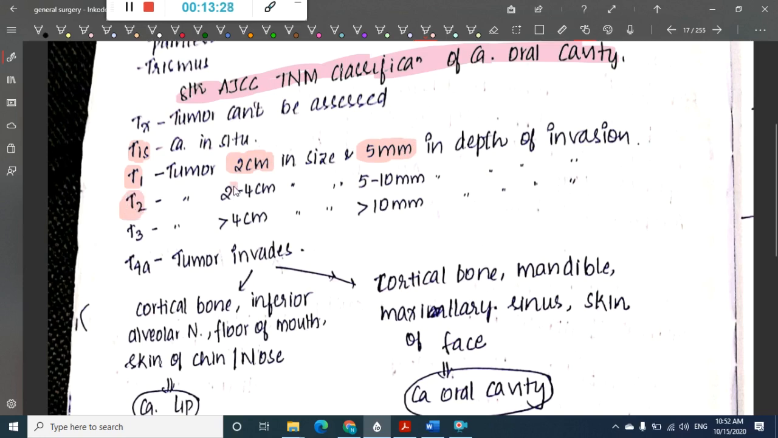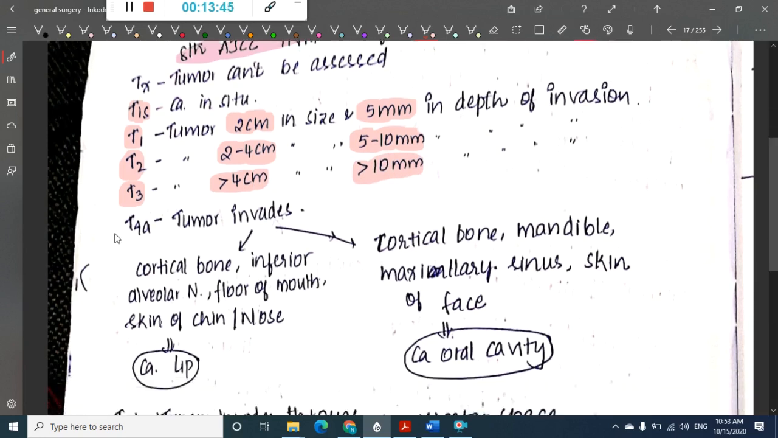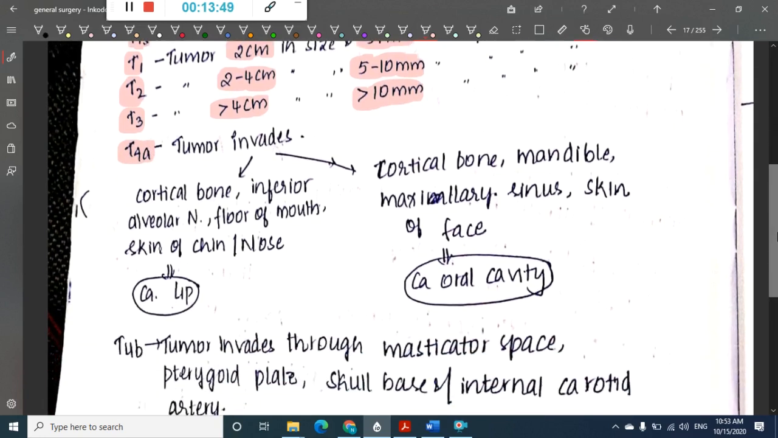Then we have T2, which is 2 to 4 centimeters in size and 5 to 10 millimeters in depth of invasion. Then we have T3, which is more than 4 centimeters in size and has more than 10 millimeters depth of invasion. Okay, then we have T4. T4 can be divided into T4A and T4B. T4A will invade the surrounding structures.